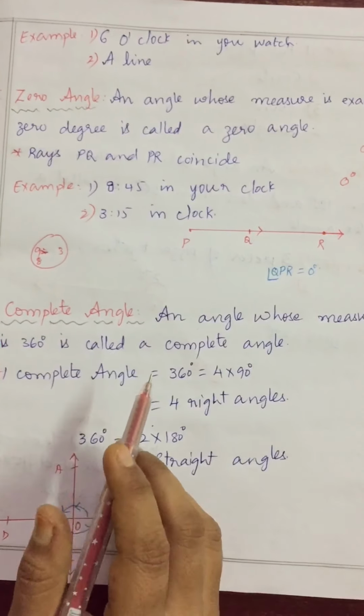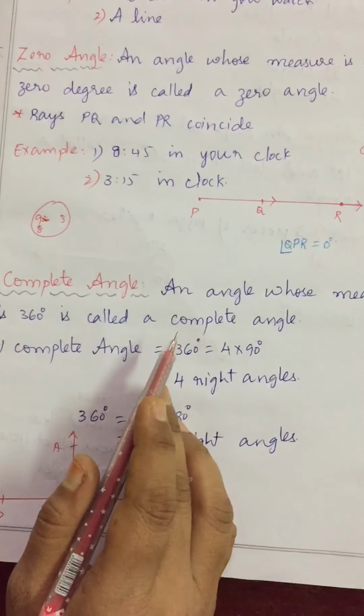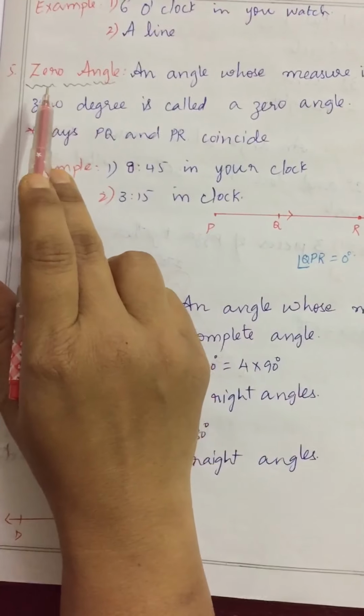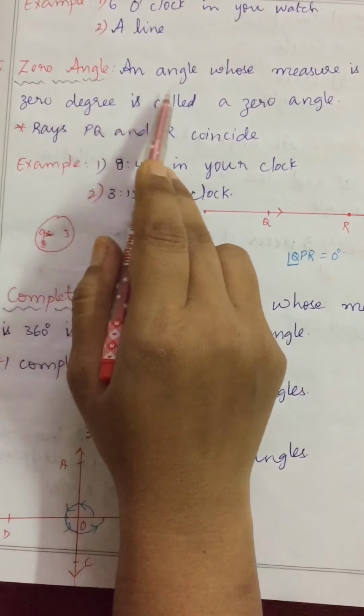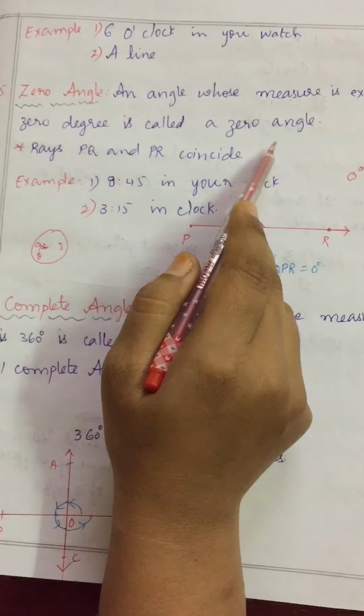Good morning children. In the previous class we were discussing types of angles. Only 4 types of angles we discussed. In today's class we will discuss some more types. Now see the zero angle. An angle whose measure is exactly 0 degrees is called a zero angle.